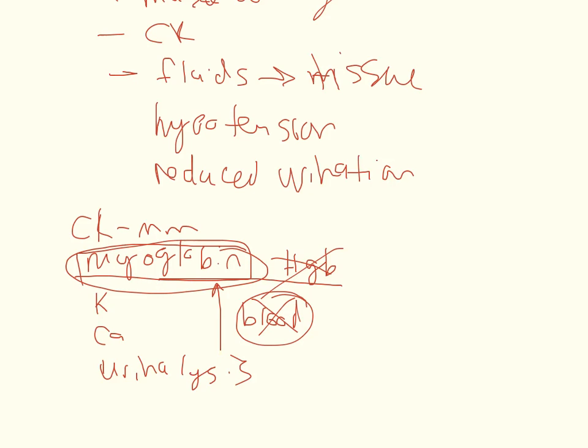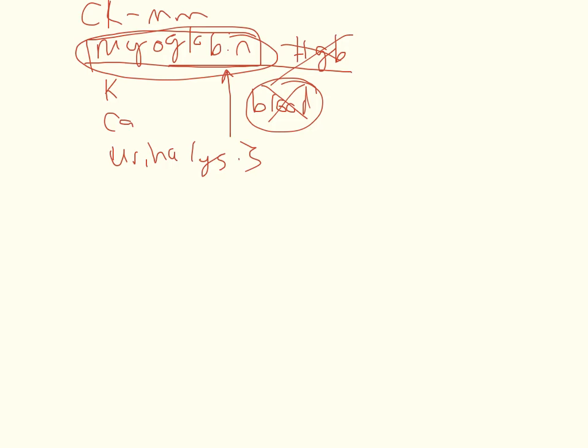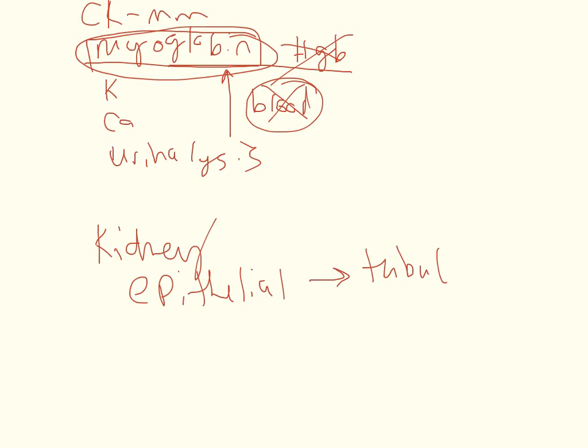Now, another complication is that because you have reduced renal blood flow from the hypotension, you're going to get death of the epithelial cells, the kidney epithelial cells within the tubules. So these are tubule epithelial cells. And whenever you have death of the tubule epithelial cells, that's known as acute tubular necrosis.